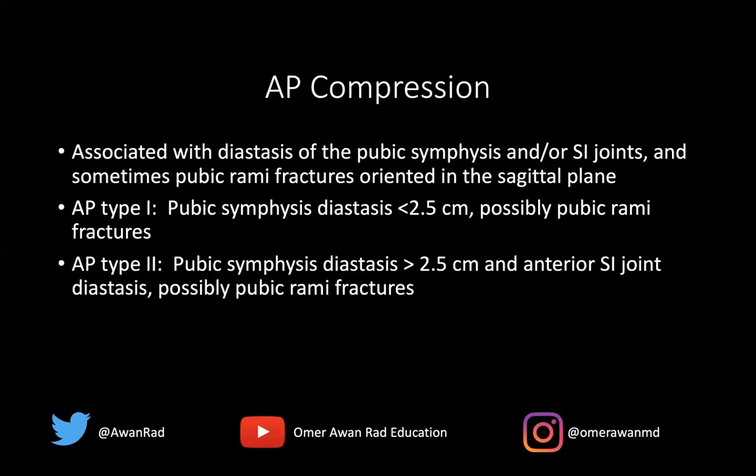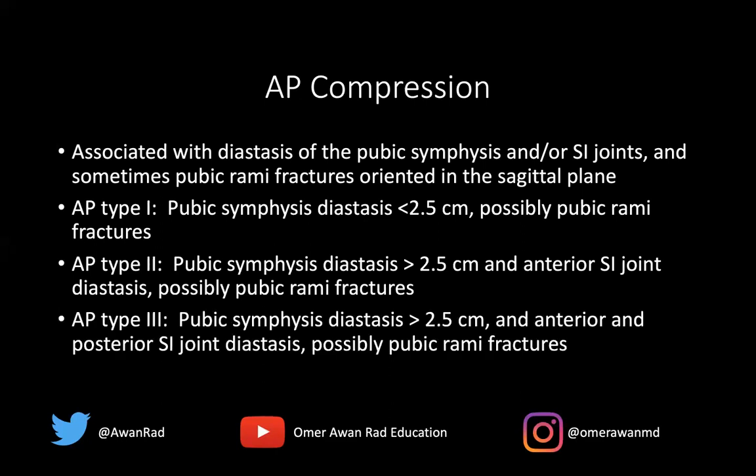That's in contrast to an AP type 2 compression injury, where the diastasis of the pubic symphysis is going to be greater than 2.5 centimeters, and there will be anterior SI joint diastasis. So the anterior SI joint will measure more than 4 millimeters, but the posterior SI joints are intact. And you may or may not have pubic rami fractures. Again, they're going to be vertically oriented or oriented in the sagittal plane. In this case, the sacrospinous and sacrotuberous ligaments are going to be disrupted.